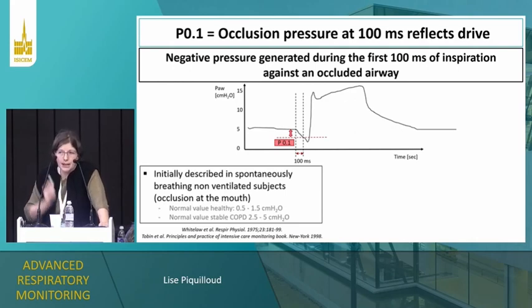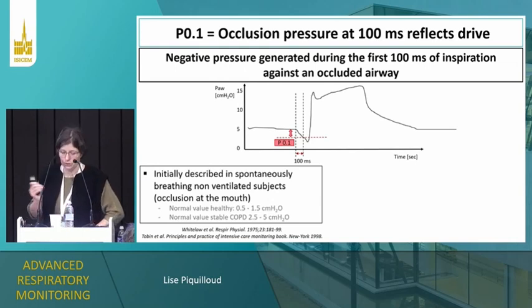And using the same system for measurement in non-intubated COPD patients, we also know what the values are for stable patients. It's a bit higher because they activate the diaphragm to increase minute ventilation, and it's around 2.5 to 5 centimeters of water. It's minus, in fact, because it's a decrease, but often it's not written as a negative value on your ventilator screens.